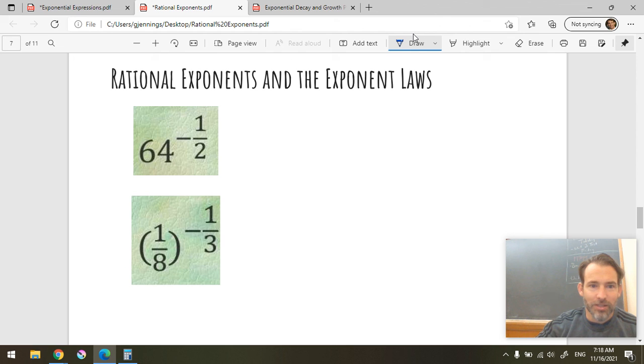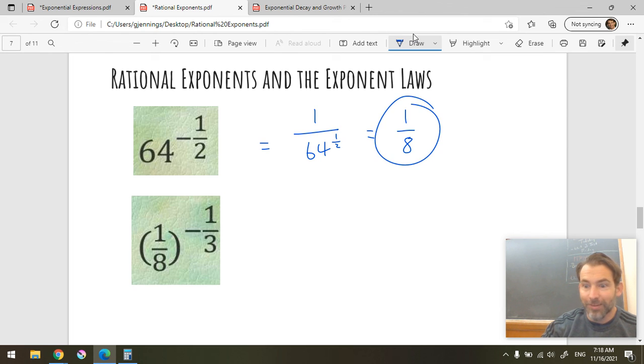All right, so here, 64 to the negative 1/2. Taking the 1/2 power of something is the same thing as taking the square root. The square root of 64 is something times itself that gives me 64, which is 8. 8 times itself gives me 64. So this is equal to, well, first of all, it's equal to 1 over 64 to the 1/2, which is equal to 1 over 8. Okay, that's what it is.